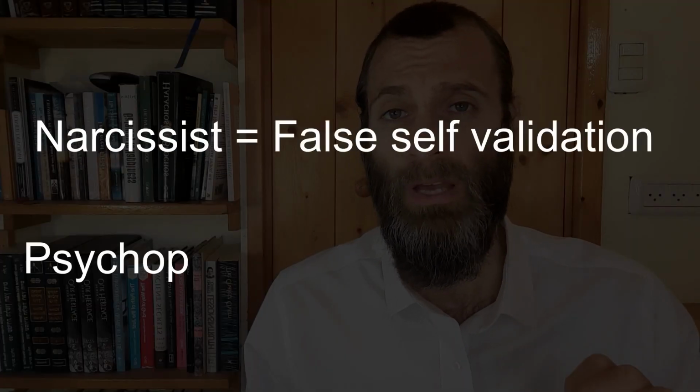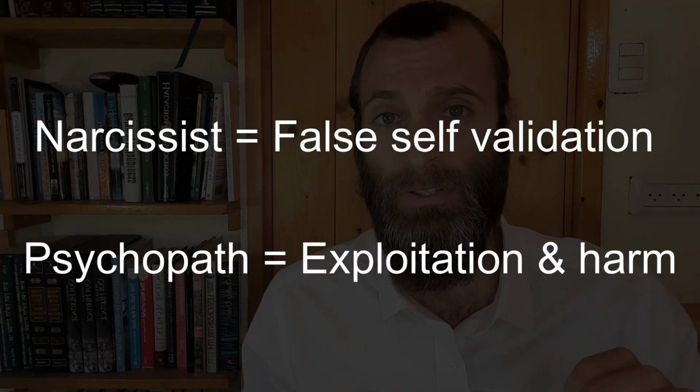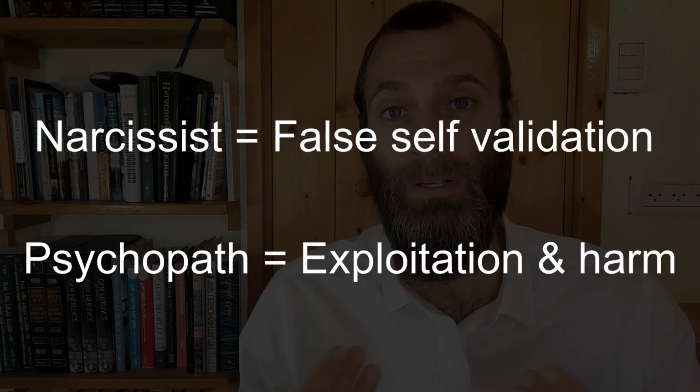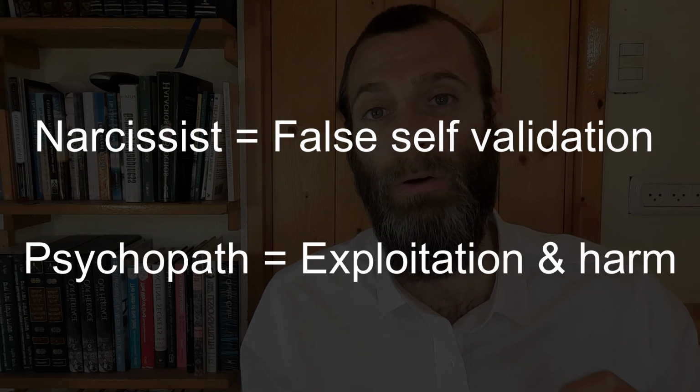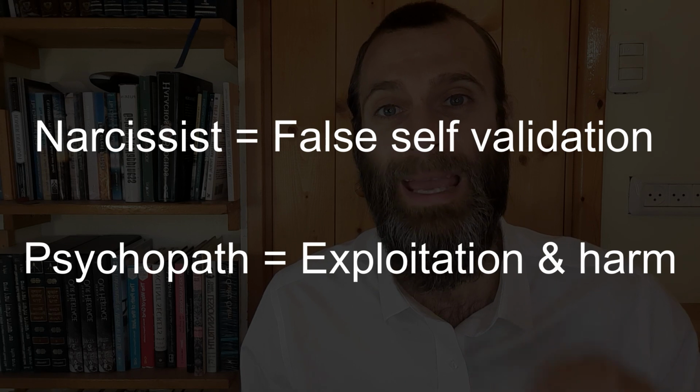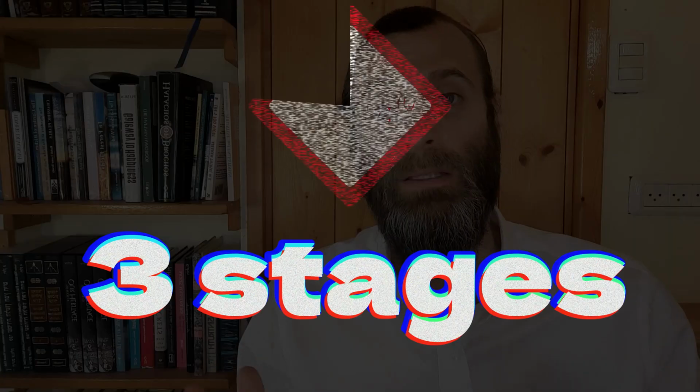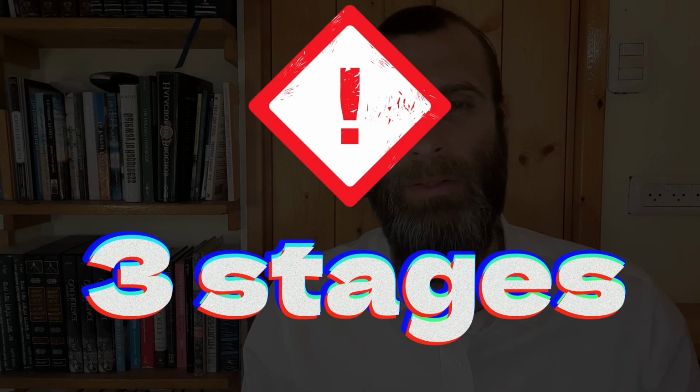Remember the difference between the narcissist and the psychopath. The goal of the narcissist is to get people to worship their grandiose false self, whereas the goal of the psychopath is exploitation and inflicting harm upon others. A psychopath often inflicts physical harm on others, but not always. Sometimes a psychopath aims to inflict emotional harm onto others. Now, let's look at the three stages of the psychopath's formation.